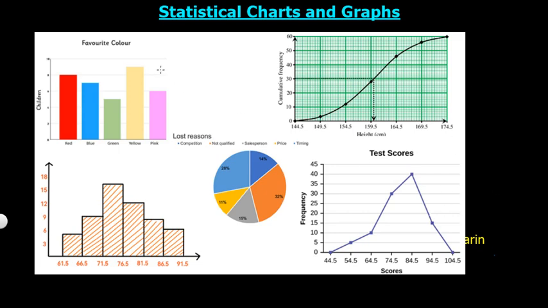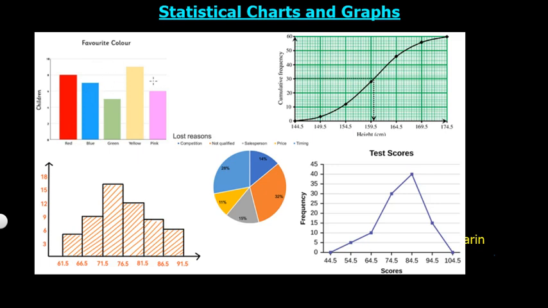Taking a look at this, the bar chart is the one we have here. This is bar chart. This is histogram. This is pie chart. And this is frequency polygon. This is cumulative frequency curve. All these are very, very important charts in statistics.